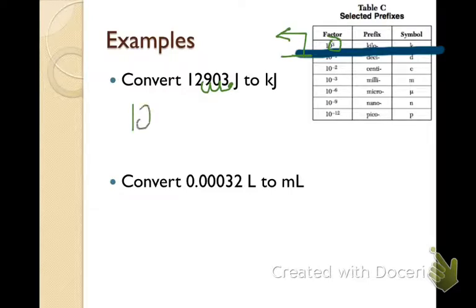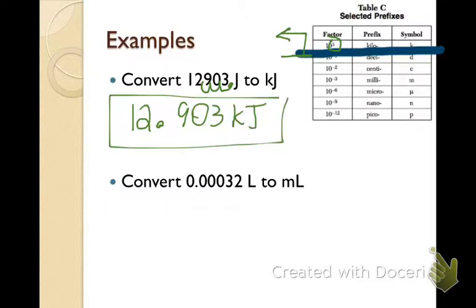So I have 12.903 kilojoules. So let me show you again how I did that. I knew that my base number was joules, and I wanted to get to kilojoules, so I went up and over 3 spots. I got that 3 from that exponent. The second one, I'm going to convert 0.00032 liters to milliliters. So let me erase some of this stuff.